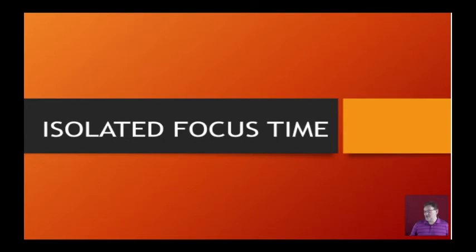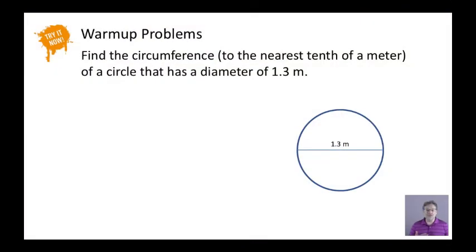Welcome back. Let's begin with some warm-up problems that are intended to draw upon your knowledge from the previous video on geometry and circles. In this case, I want you to find the circumference to the nearest tenth of a meter of a circle that has a diameter of 1.3 meters. Think about the formulas that we use in order to be able to find the circumference of the circle. Pick the appropriate one and fill it in accordingly. Take some time for that.